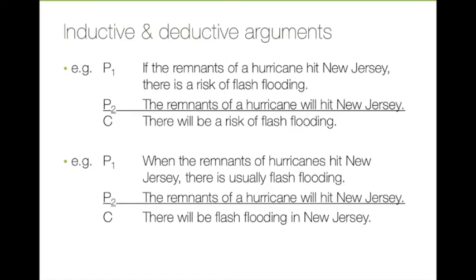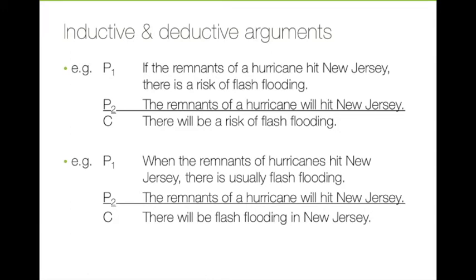So let's look at these two example arguments again. While the topics of these arguments are the same, and their premises have pretty similar content, there are enough differences in their form and structure to make a difference to the degree of support the premises offer for their conclusion. So in that first one, it's deductive. We know that if those two premises are true, the conclusion has to be true.